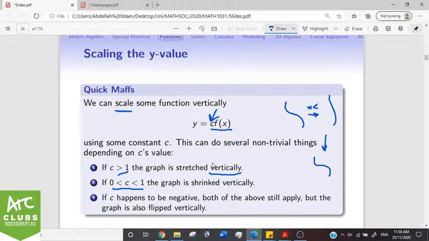If c is negative, then both happen, except we also flip it vertically. So if c was negative and between 0 and minus 1, then you'd get something like that. Oh, actually, wait, hang on. Flipped it the wrong way. So it would look like that, right? There you go.